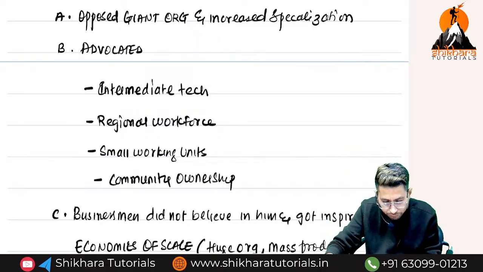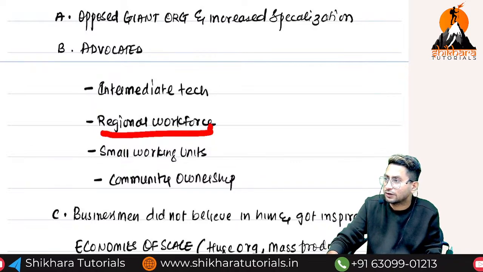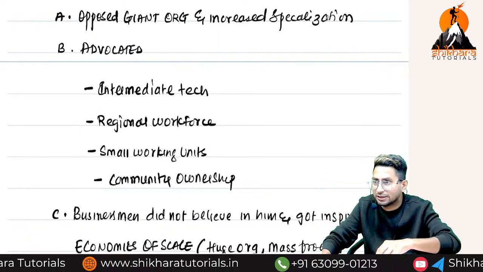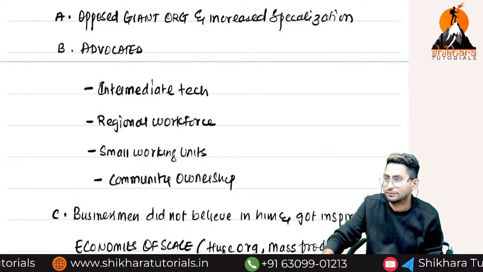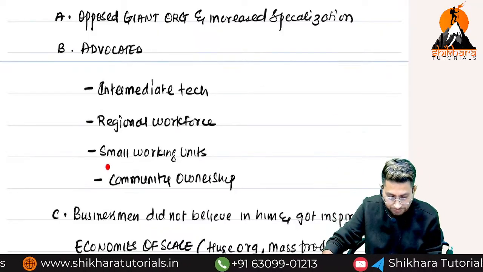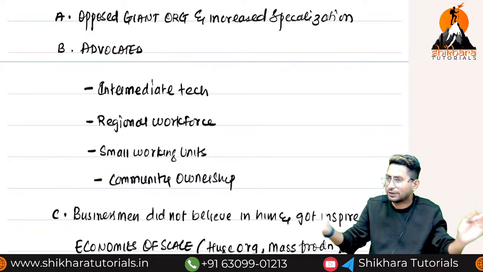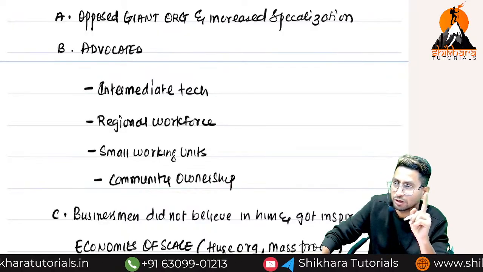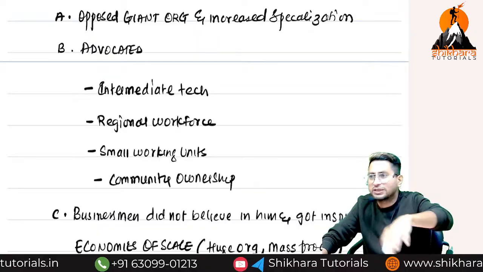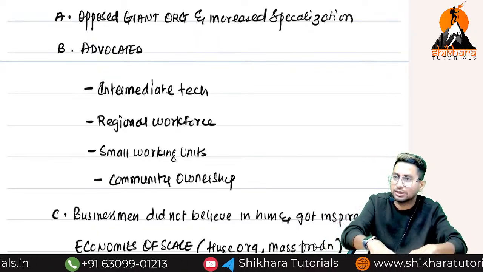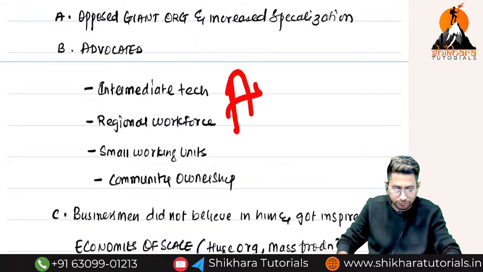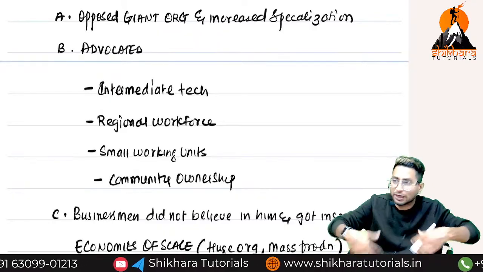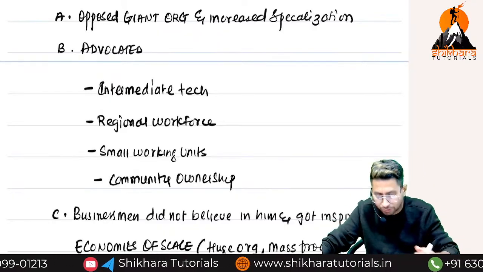Simple. Regional workforce. Regional workforce means do not hire people from other states or cities. Whichever city you are staying in, you prefer that city's employees first. Don't give a chance to outsiders. Small working units. Matlab, don't have a big company, have a very small place for work, and community ownership. Matlab, don't invest all the money yourself. 100 people, 200 people come together, each invests a little money and starts a cooperative society. Amul, you know? Is Amul a company or a cooperative society? Cooperative society. All the farmers are the owners of Amul, right? So like that, you start.